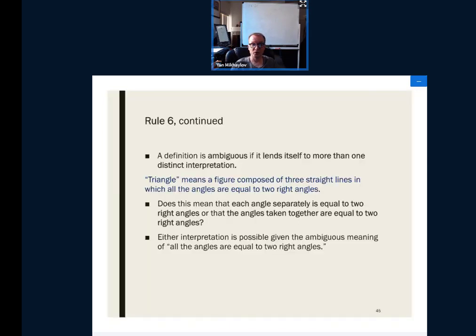Finally, ambiguous. It should not be ambiguous. Something like this: triangle means a figure composed of 3 straight lines in which all angles are equal to 2 right angles. Why is it ambiguous? Does this mean that each angle separately is equal to 2 right angles, or that angles taken together are equal to 2 right angles? Note that it makes a lot of difference, right? And those are 2 completely different meanings, which is why it is ambiguous.